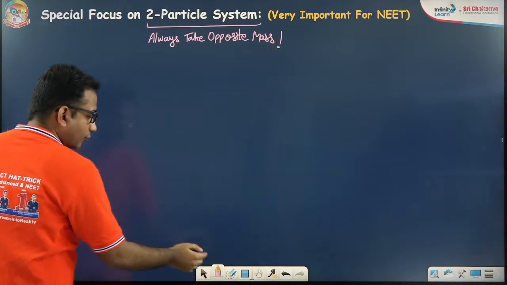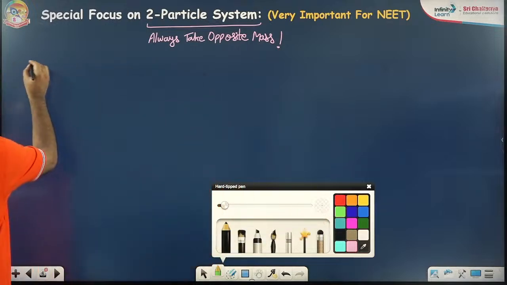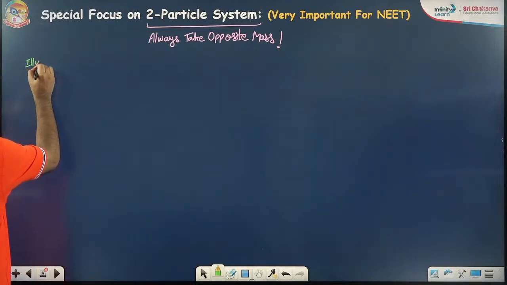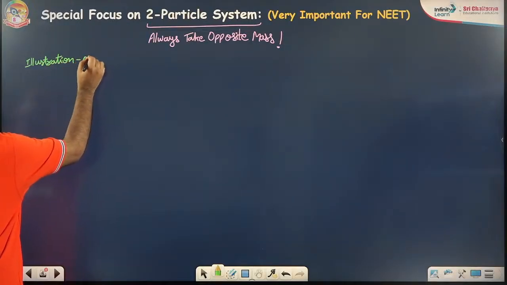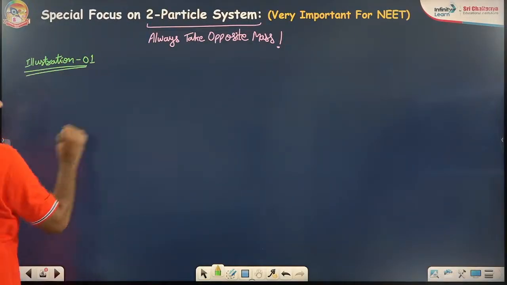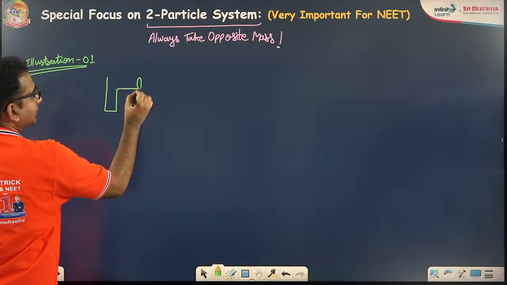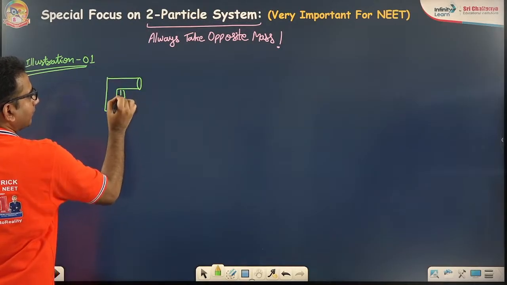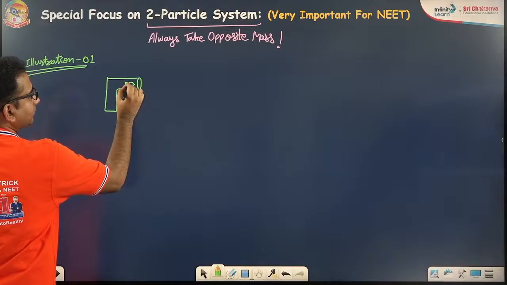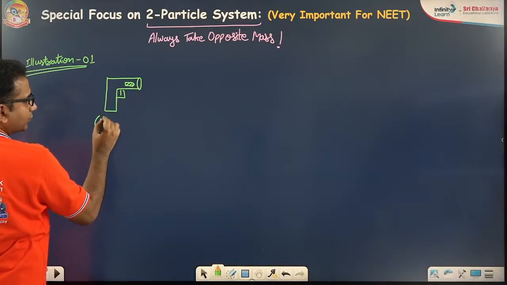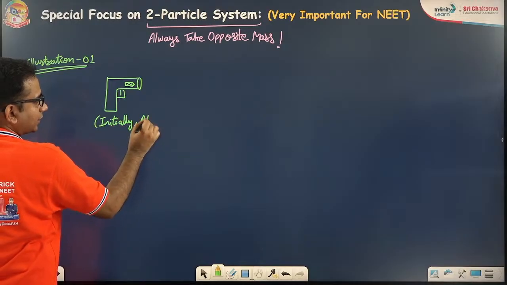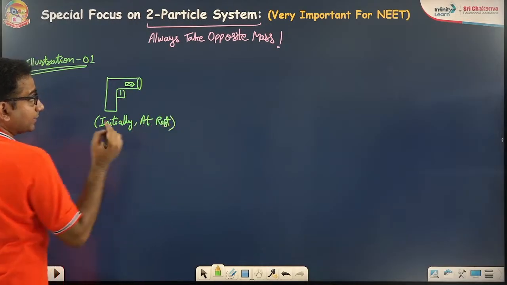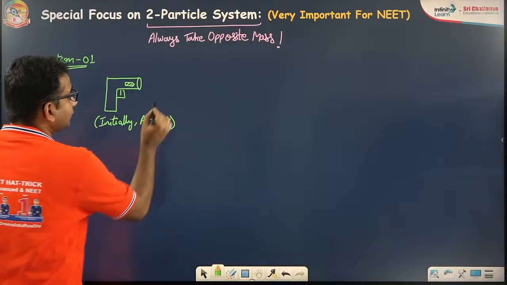Remember the rule. How? Illustration 1, Example 1. I will take the same model once again, but not making it this big. I will say that there is a gun of mass M, inside it there is a bullet which will be fired very soon, initially at rest. This trick is applied only if the system is initially at rest.